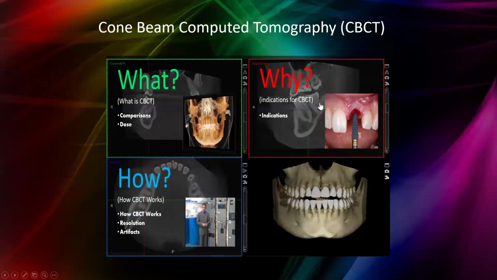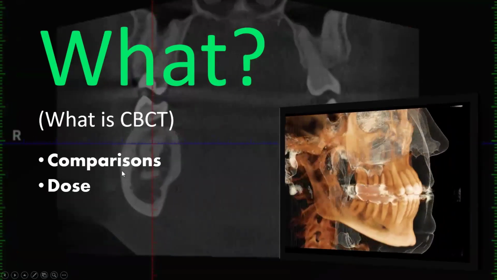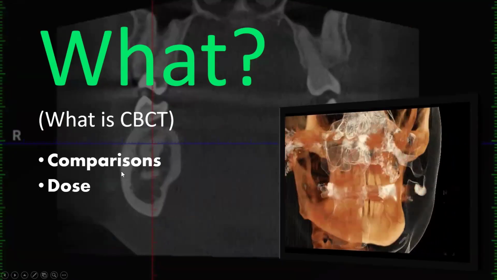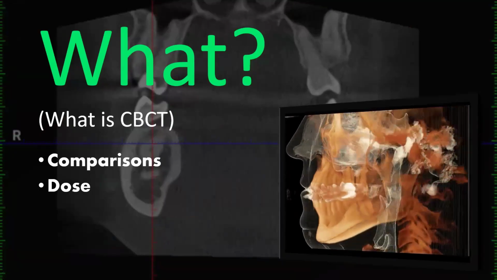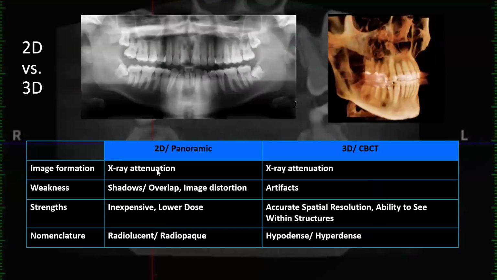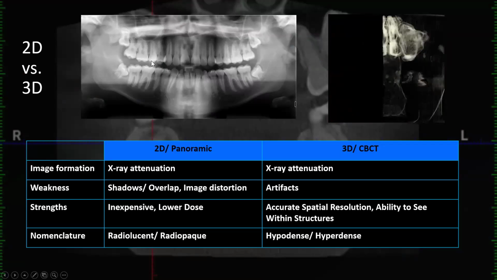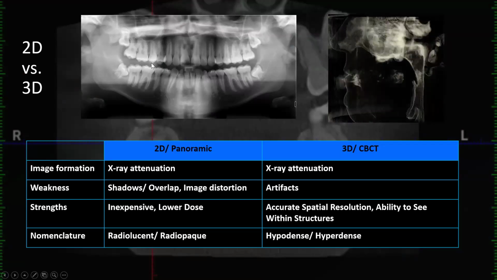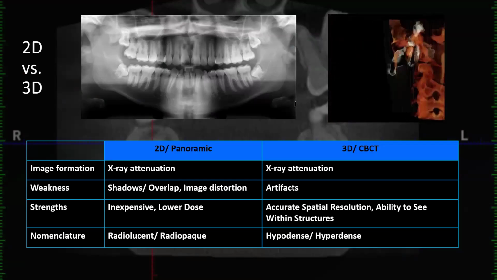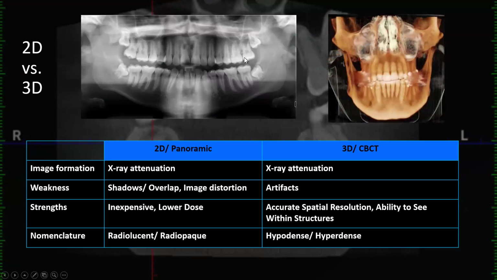So we'll talk about what, why, and how: what it is, why we use it, and how it works. I'll start with what, so comparisons with other technologies and a little more depth about dose. So mostly we've been talking just about 2D imaging. Here's our panel. As we know, it's a 3D image, but it's stretched out to one flat rectangular image. As far as image formation, they're both done the same way.